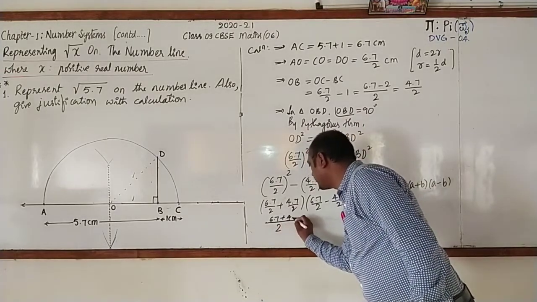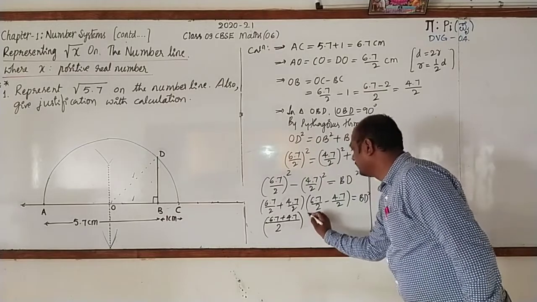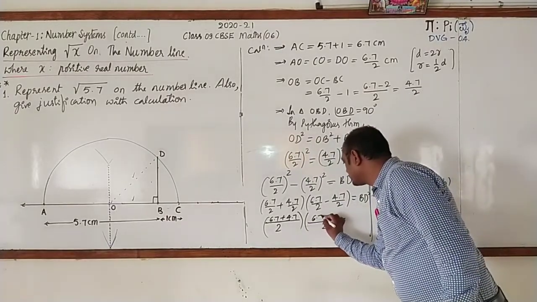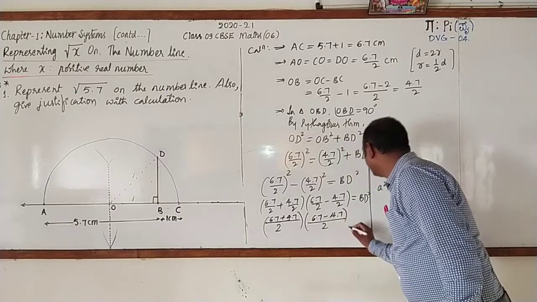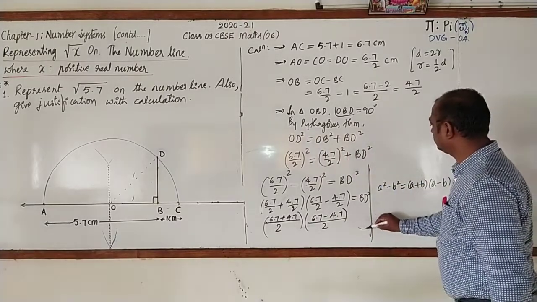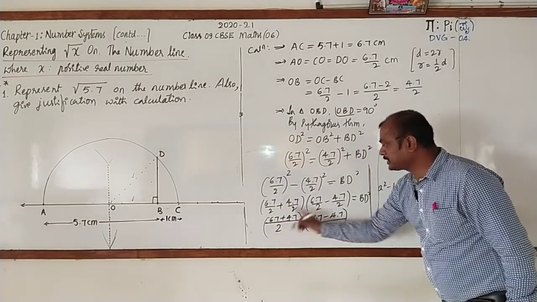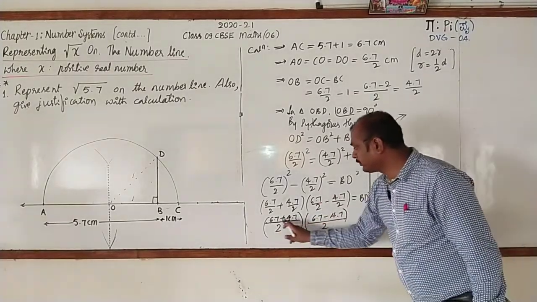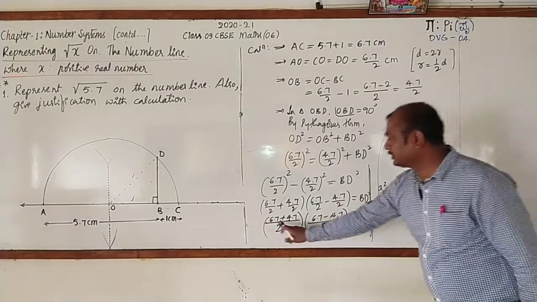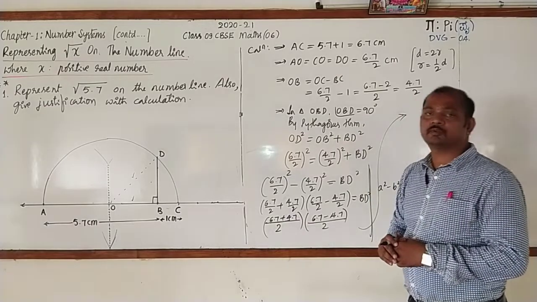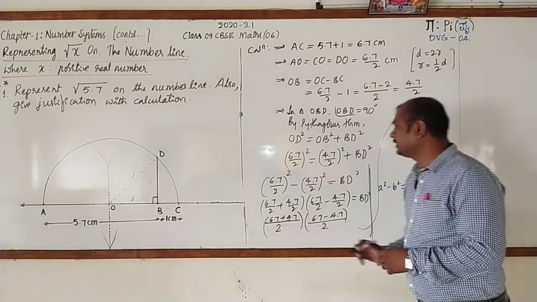6.7 plus 4.7, you can add it directly. Then here the denominator LCM will be the same. 6.7 minus 4.7, I go for writing this here. Next, what is 6.7 plus 4.7? You just go for adding them. You will get 6 plus 4, 10. Then 0.7 plus 0.7 is 1.4. So it is 11.4.